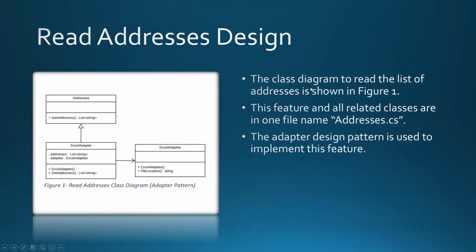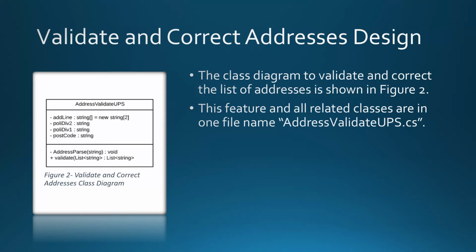So here's the read addresses function. The class diagram on the left here in figure 1 shows how the class is implemented to read the addresses. This feature and all related classes are in one file called addresses.cs. And real quick, for this feature, we use the adapter pattern to implement it. We'll talk more about the design patterns later in the presentation.